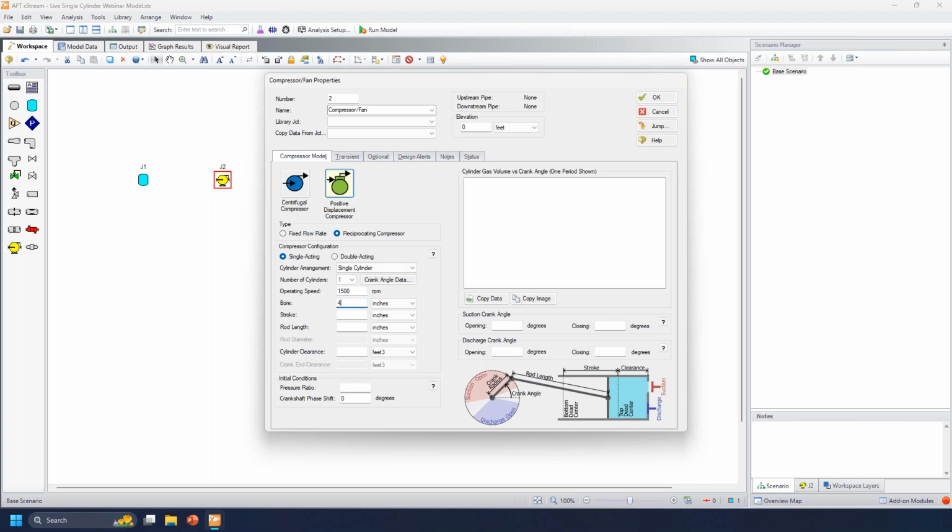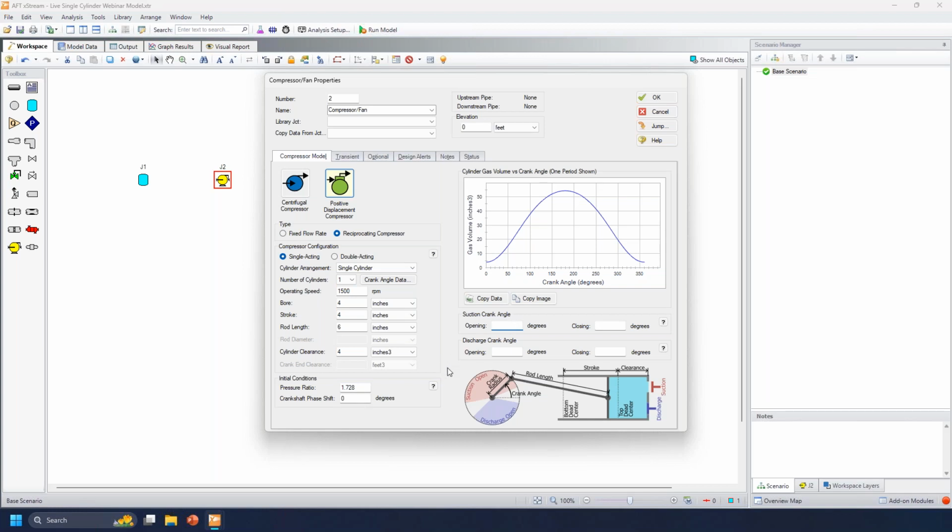For bore and stroke, we'll just keep it square, 4 inch and 4 inch. The rod length we'll set to 6 inches. We'll set the cylinder clearance to 4 cubic inches as well. And the pressure ratio, we will use 1.728. Where that's coming from, you'll see later.